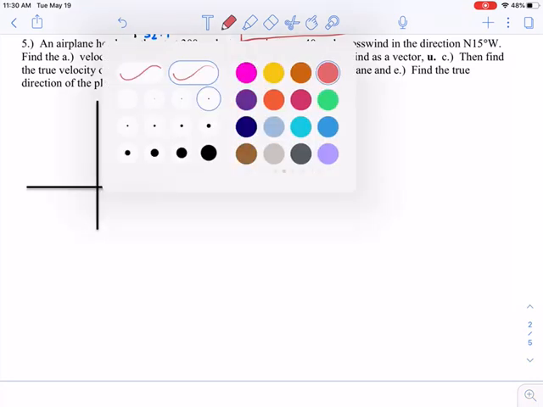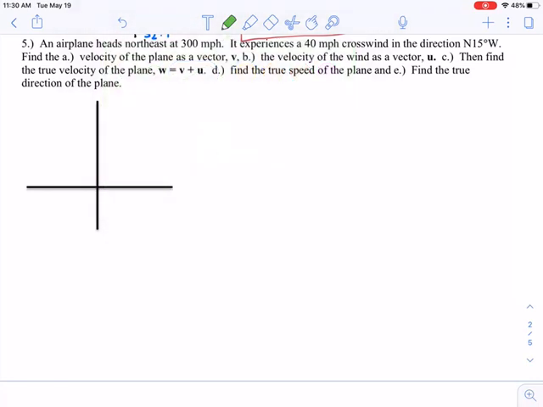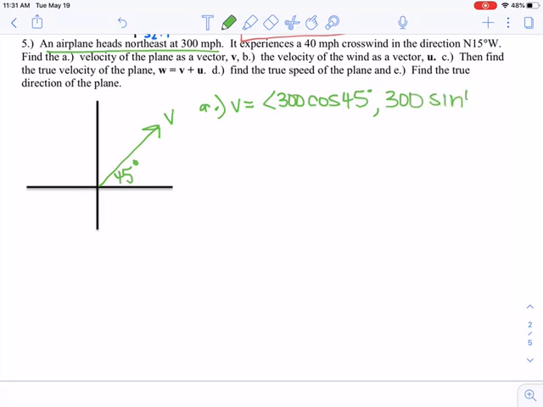So let's start off with our vector for our airplane. Our airplane is going to head northeast at 300 miles per hour. So here's my vector V. It's making a 45-degree angle, and it's traveling at 300 miles per hour. So let's go ahead and find our vector for our airplane. We're going to take our speed, 300, times the cosine of 45 degrees, and our speed, 300, times the sine of 45 degrees.